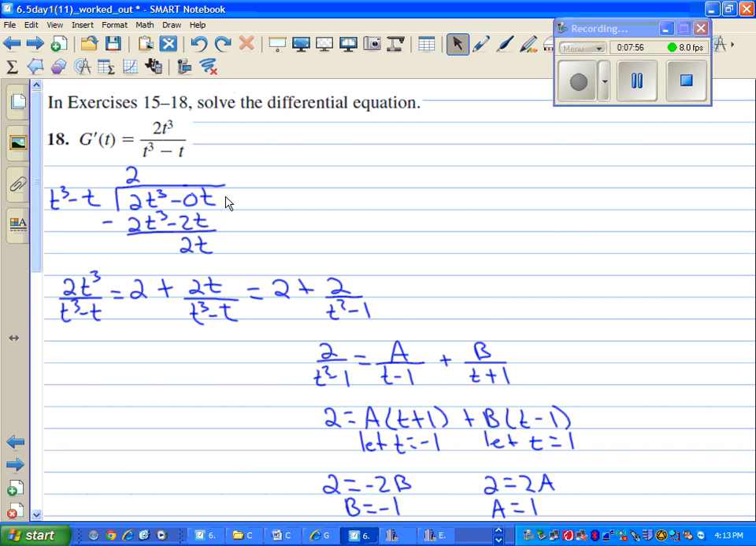We need a 0 so that we can match up the t's here. This top doesn't have a t, it does have a t to the third. And in long division, we always subtract. So 0 minus negative 2 is 2. We can turn 2t to the third over t to the third minus t into 2 plus 2 over t to the third minus t. With a little bit of factoring, we can factor out the t, cancel it out, and we get 2 over t squared minus 1.